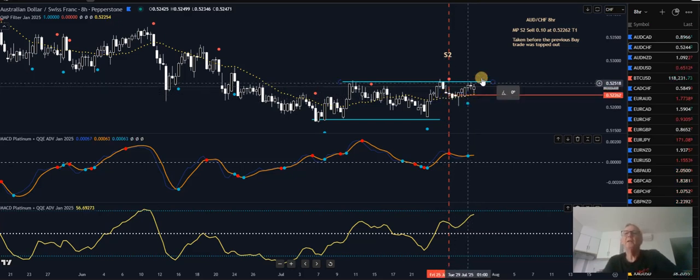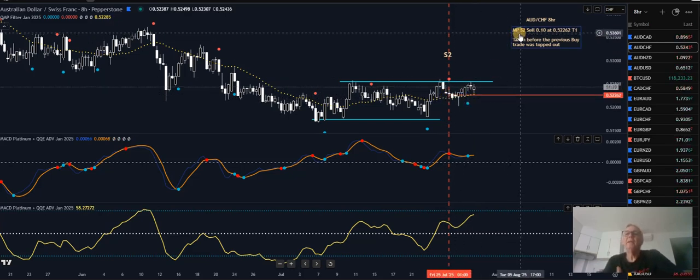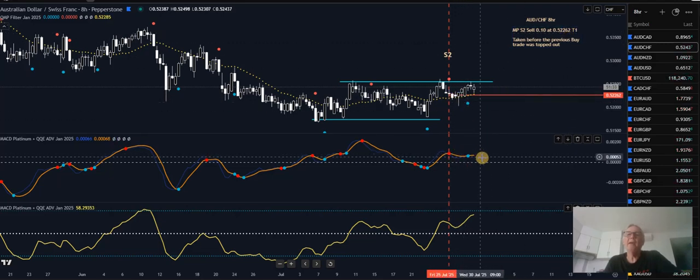So I took a sell here, MP, MACD Platinum, S2 sell, and that's trade 1. And the MACD Platinum is still above the 0. Now I'll be looking to bring this to the 0 level on the MACD Platinum. That's not too bad, if that makes sense.